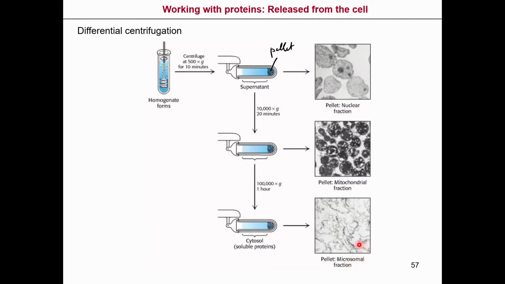Okay, so you have to know where is your protein of interest in the cell to do the right centrifugation. Okay, so if you don't know where is your protein, you will study all the different fractions between supernatant and pellet. Okay.